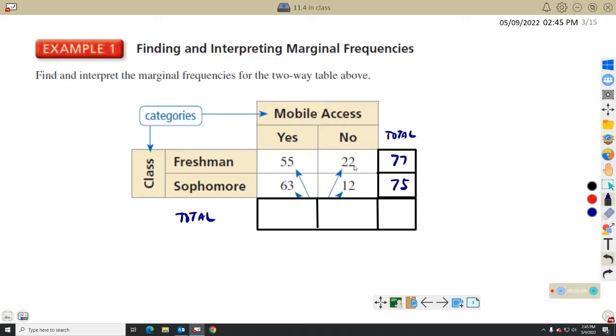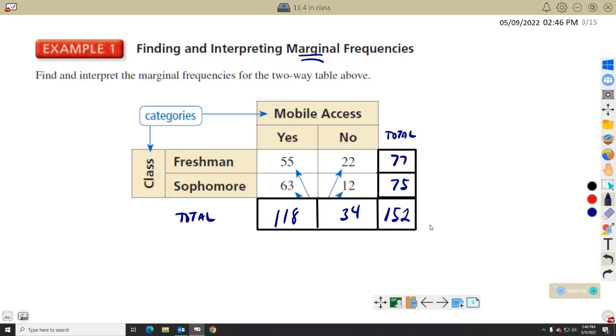Then we can add up the columns. This is 34, so a total of 34 people did not have mobile access. And over here, 8 and 118, 118 people did have mobile access. Again, these are the marginal frequencies. And in this bottom right-hand corner, if I add it up left to right or up and down, it'll add up the same: 152. So 152 people answered this poll, or survey.